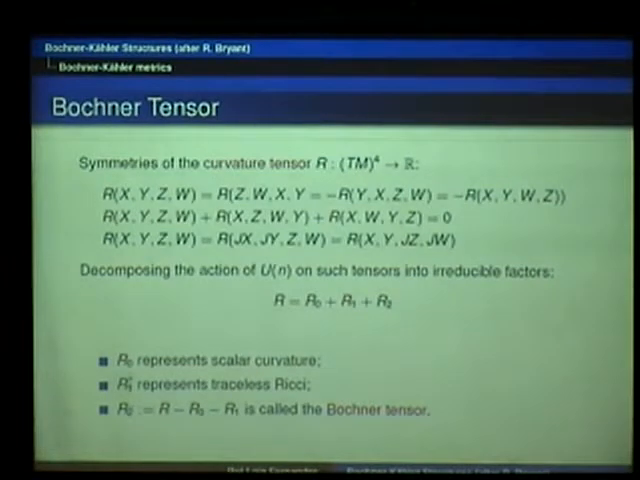A Bochner-Kähler manifold will be one for which the Bochner tensor vanishes. And so that means the curvature is expressed, if you want, only in terms of the Ricci tensor. That's what a Bochner-Kähler metric is.